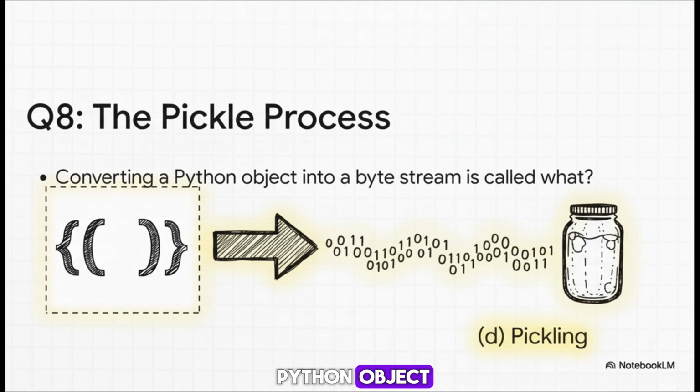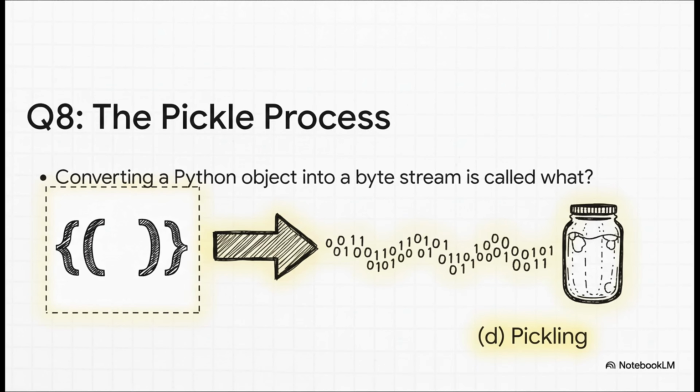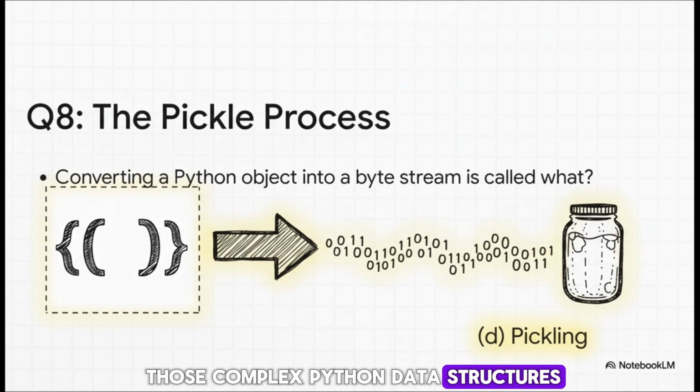Okay, you have a Python object, maybe a list or a dictionary, and you want to save it to a file. What do you call that process of converting into a byte stream? That process is called pickling. You might also hear it called serialization. It's the same idea. It's how you save those complex Python data structures.